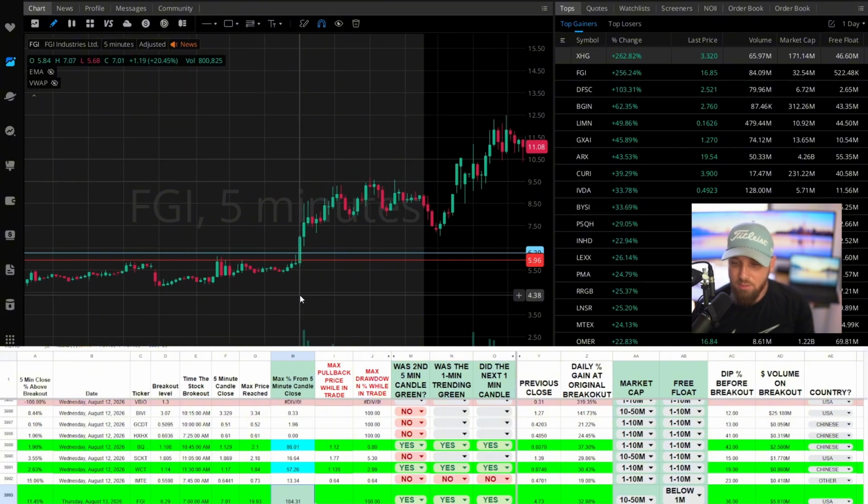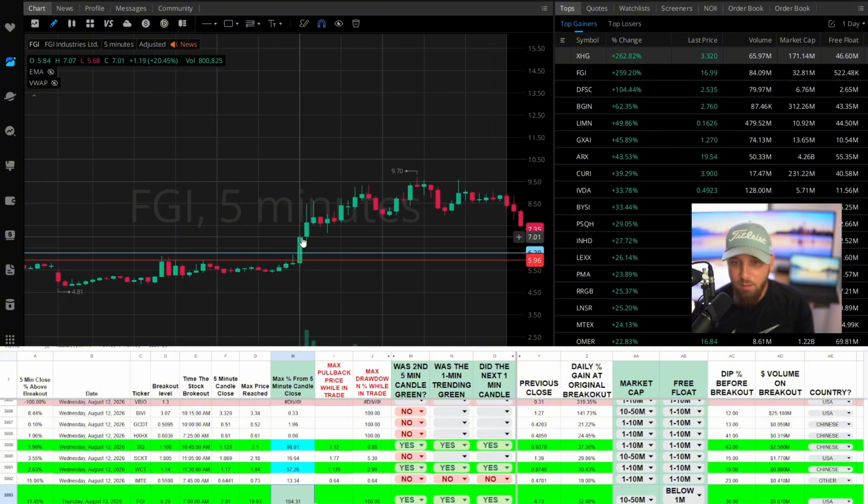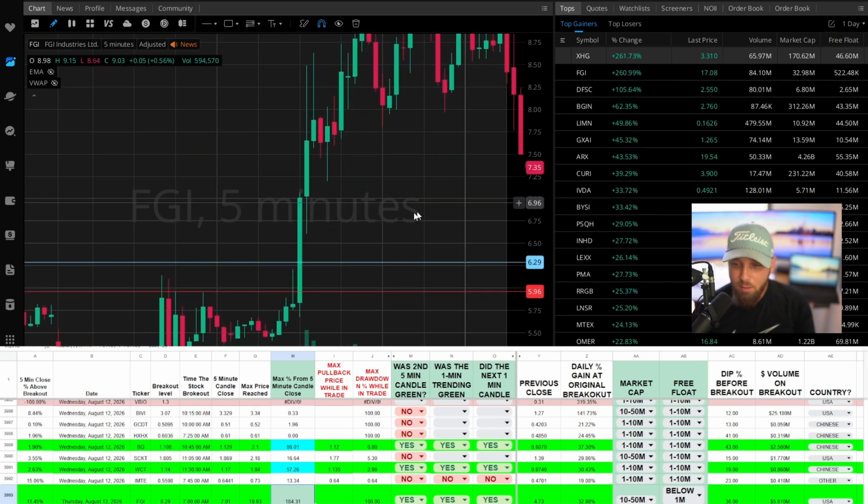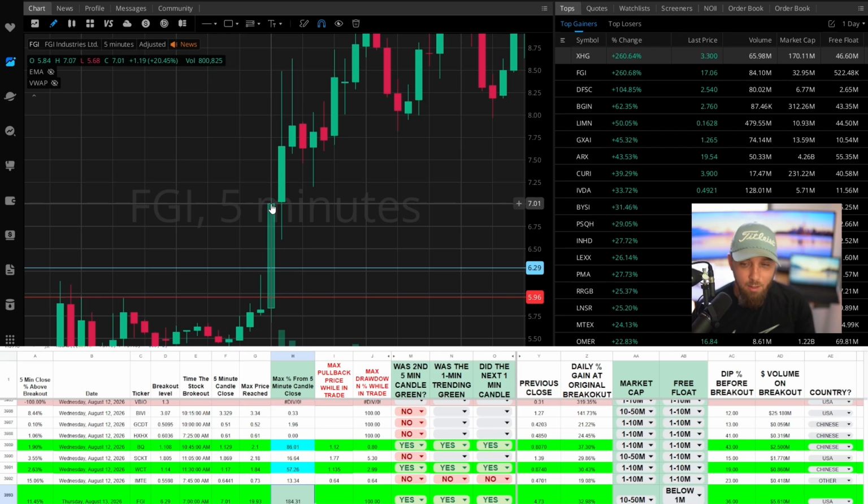So let's walk through this example here. If I entered right here at the close of this candle at 7.01 and we zoom in a little bit more here, you'll see that this stock didn't immediately go up. We actually wick down and we come all the way down here. You can see the low up here is $6.61. So I would come right here.